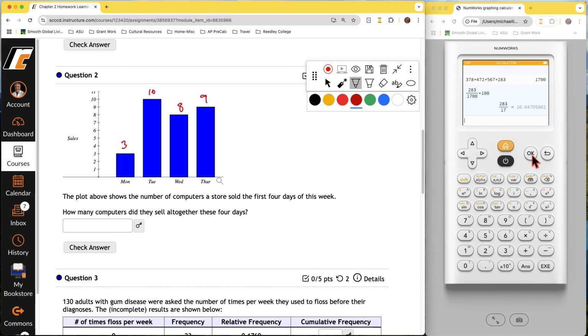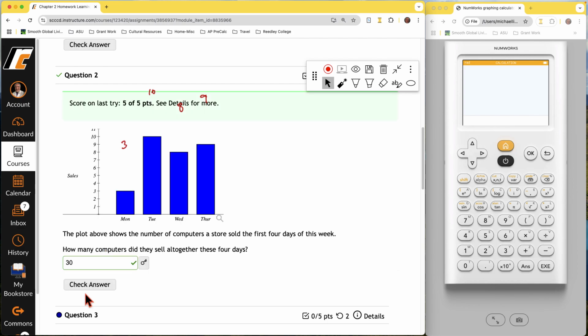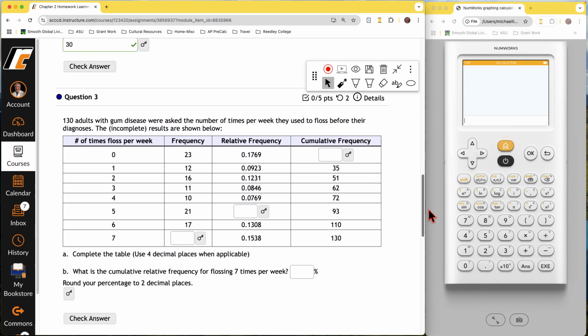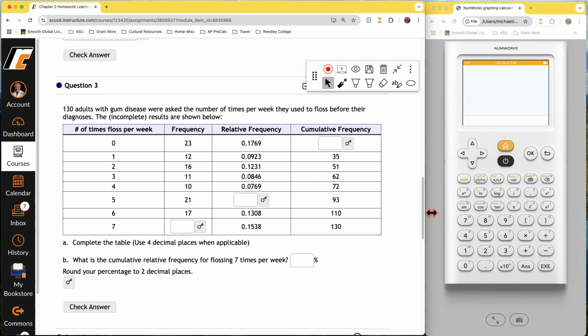And let's just clear this out. Well, I guess 18 plus 9 would be 27, plus 3 is 30. Of course, you could also plug that into the calculator, but yes, we got that one right. Okay, so mostly how to read bar graphs and such.